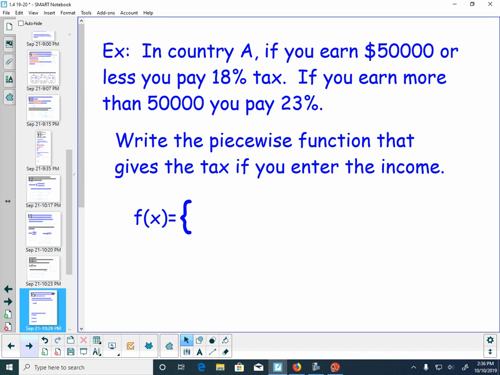All right. Take a minute. Talk about this in your pods. How are you going to write this as a piecewise function? We want to enter the income as x, and we want f of x, the output, to be your tax. But it's going to have to be a piecewise function because there's two different rules depending on how much money you make, right? So talk about it in your pods. How are you going to write this?